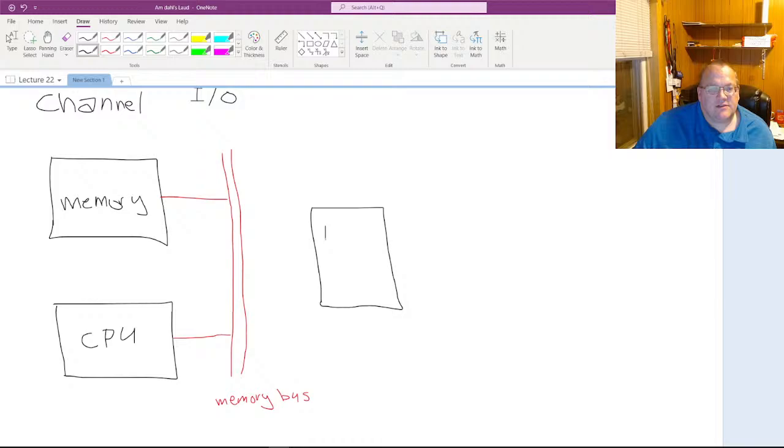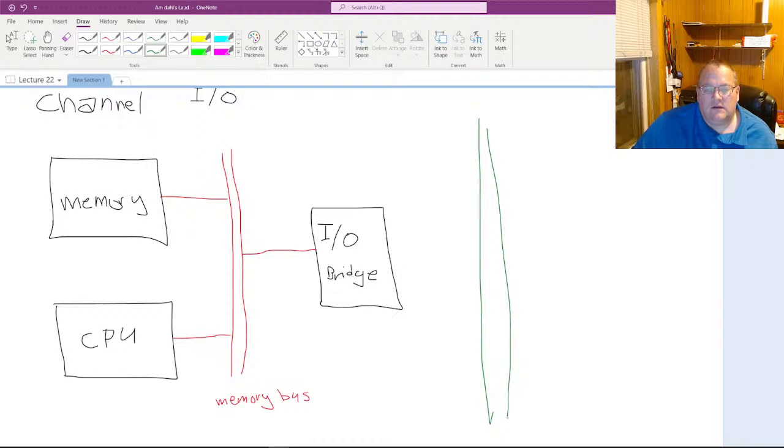In this case, they call it a bridge, an I/O bridge. We could also just call it an I/O controller potentially. And that's connected here as well, so it can communicate as if it's memory. It acts to the CPU like it's memory in a lot of ways. All right, so then over here, actually, let's make it green so it's consistent. Here's our I/O bus.